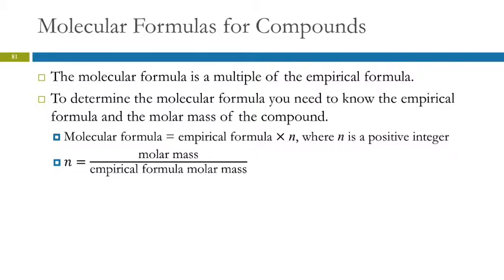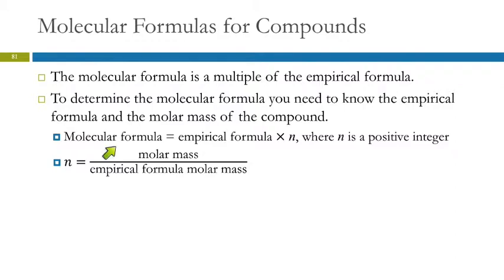Well, that's finding the empirical formula, but we often need to know what the molecular formula is. So the molecular formula will be some multiple of the empirical formula. In order to figure out what the molecular formula is, you're going to need the empirical formula, and you're also going to need to know what the molar mass of the compound is. So that would be determined probably using mass spectrometry. It's not something that we will be doing in lab. So when we do problems like this, the molar mass of the compound has to be given to you.